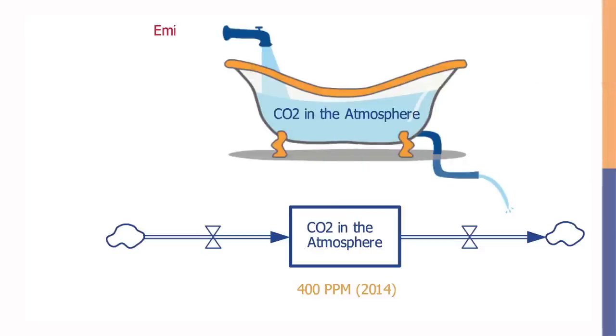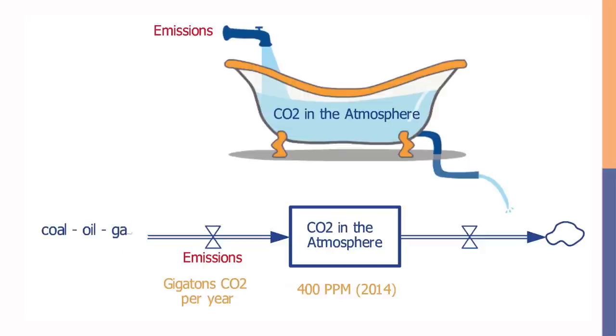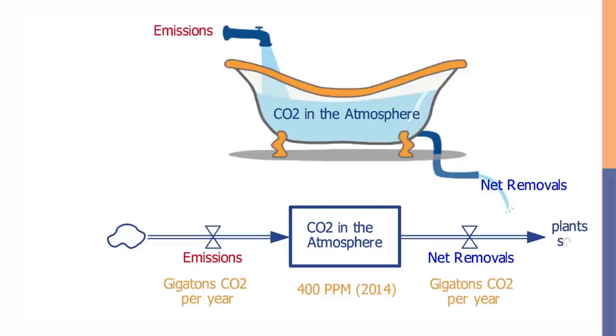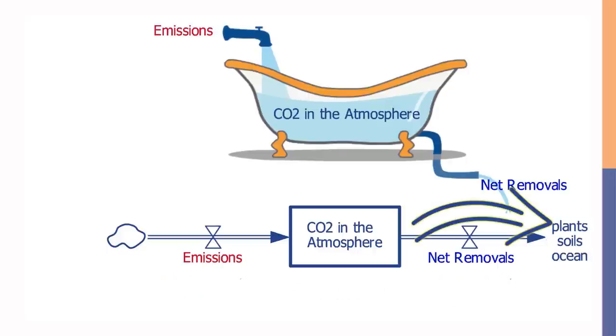The inflow is emissions, gigatons per year of carbon dioxide, mostly coming from burning coal, oil, gas, and land use change. The outflow is net removals. A large amount of carbon dioxide gets sequestered in plants and soils and absorbed into the ocean. Note that a large amount of CO2 is moving from the atmosphere to the plants and the oceans, and another large amount is moving back in the opposite direction. This flow we're showing right here of net removals captures the net flow from the atmosphere to the plants and soils and oceans every year.